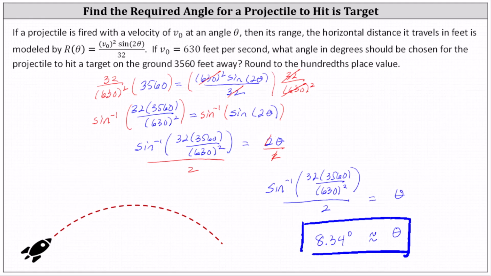This is the angle that should be chosen in order to hit the target 3,560 feet away when the initial velocity is 630 feet per second.